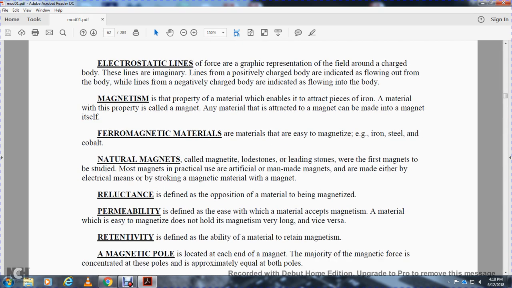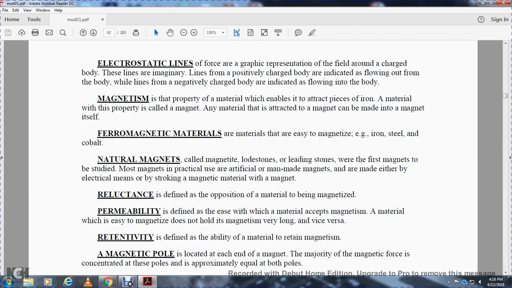Reluctance is the opposition of a material to being magnetized, and permeability defines the ease with which a material accepts magnetism. A material which is easily magnetized does not hold the magnetism very long, and vice versa. Retentivity is the ability of a material to retain magnetism.